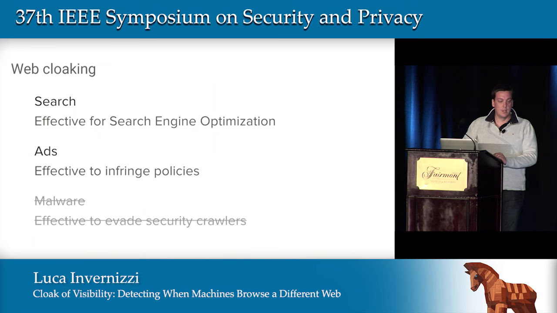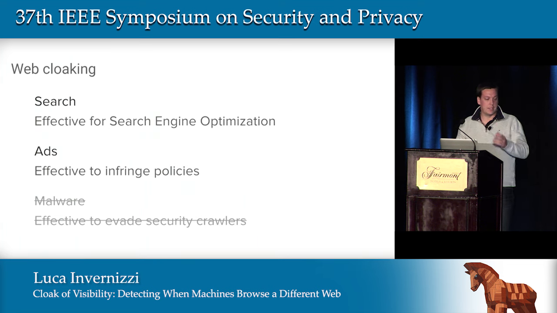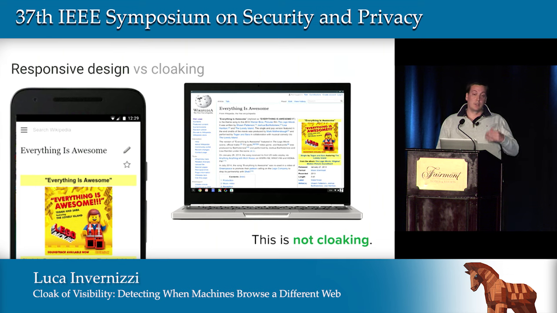One is SEO, so artificially inflating your website rankings by providing a different view to Google and Bing, and also to infringe ad policies. Ad companies check content before putting it online, so if you want to avoid this check, you can just present something else to the ad company. It's also used for malware distribution by flying under the radar of security bots, but we're not gonna talk about that today. So the definition of cloaking has become less clear cut over time because of responsive design.